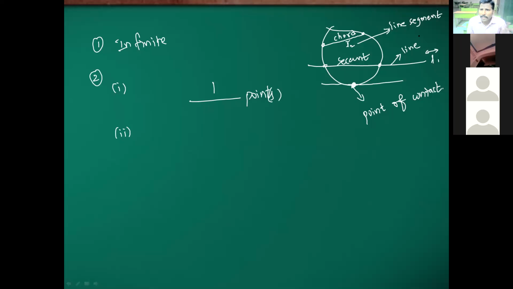Did you understand the difference between these two? Yes, sir. So the second one you have to write secant. Okay, right. This is the answer for the second one. Let me go to the third. A circle can have dash parallel tangents at most.